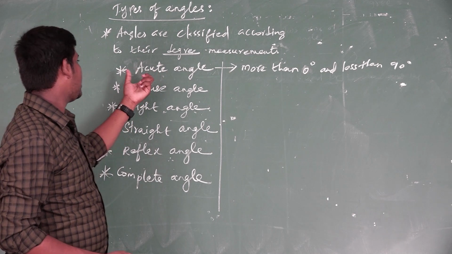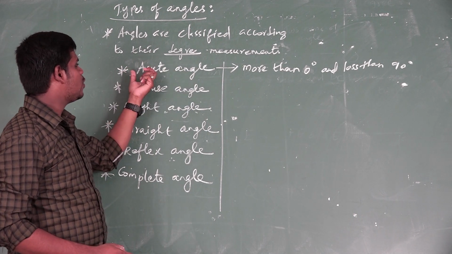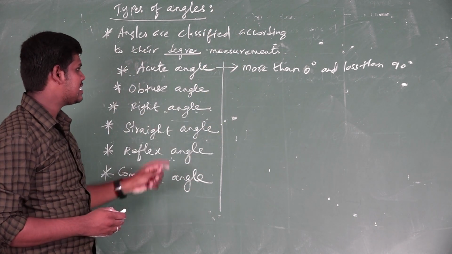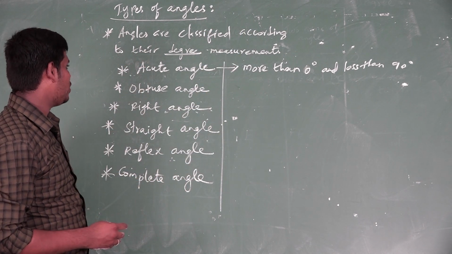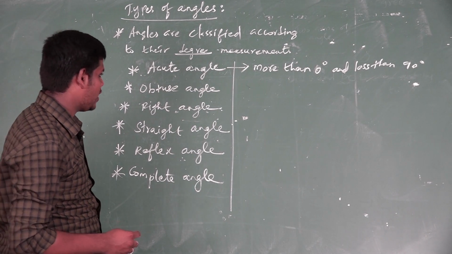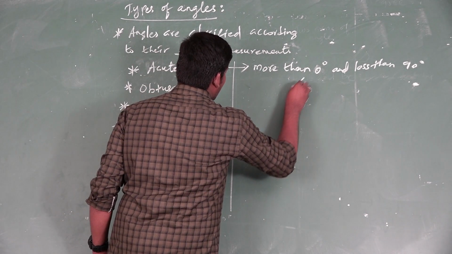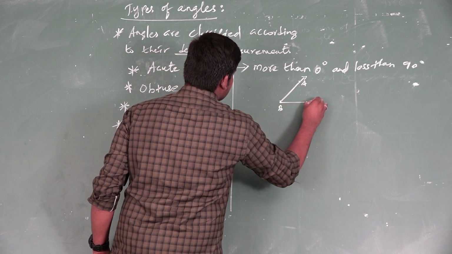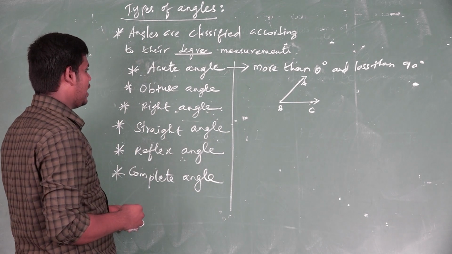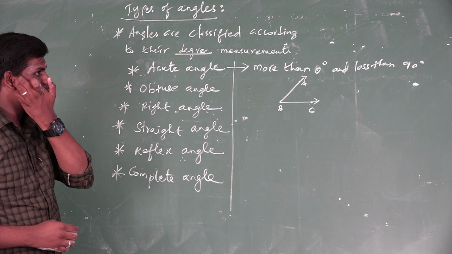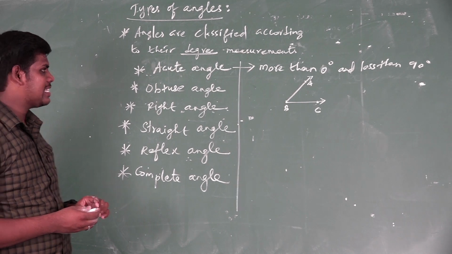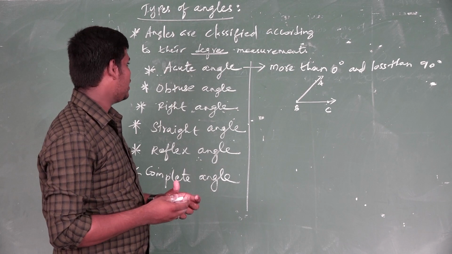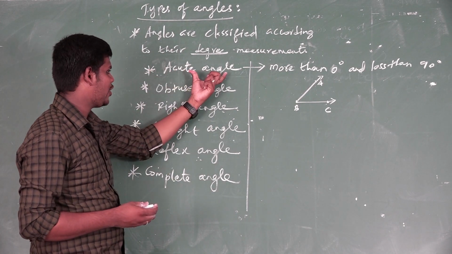Shall I tell the definition one time? An angle which measures more than 0 degree and less than 90 degree is called acute angle. How can we draw the acute angle? So ABC is an acute angle. For example, in a clock, 4:20 is the what? Acute angle. You know very well the definition of acute angle.